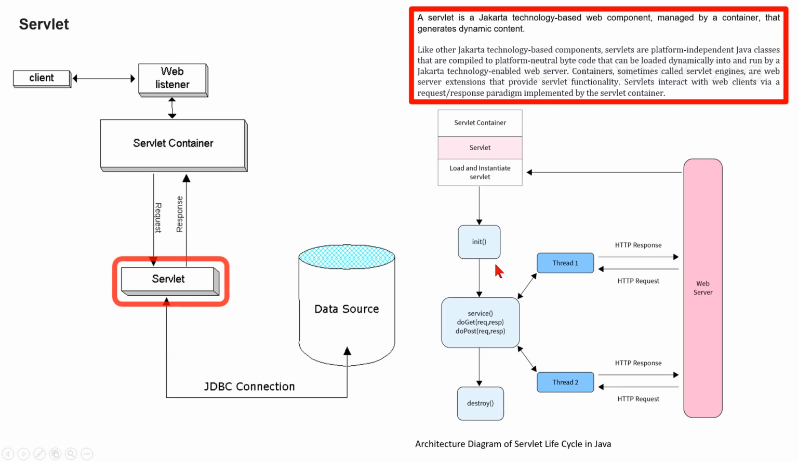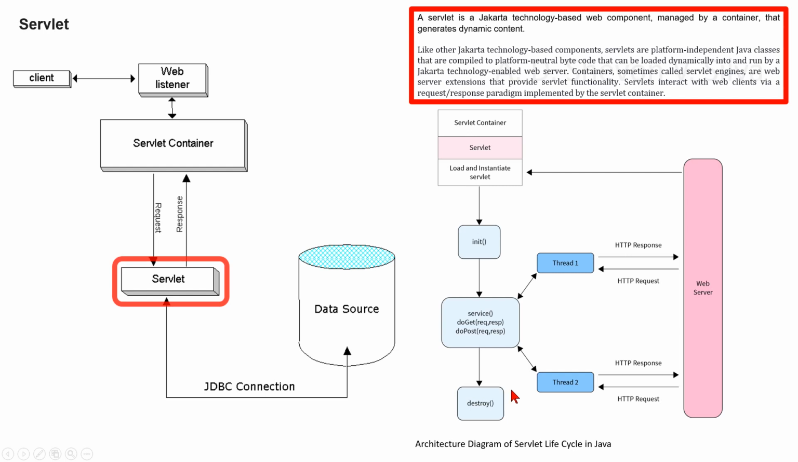Here, the init(ServletConfig) method is called by the servlet container to indicate to a servlet that the servlet is being placed into service. Here, the void service(ServletRequest, ServletResponse) method is called by the servlet container to allow the servlet to respond to a request. Here, void destroy is called by the servlet container to indicate to a servlet that the servlet is being taken out of service.